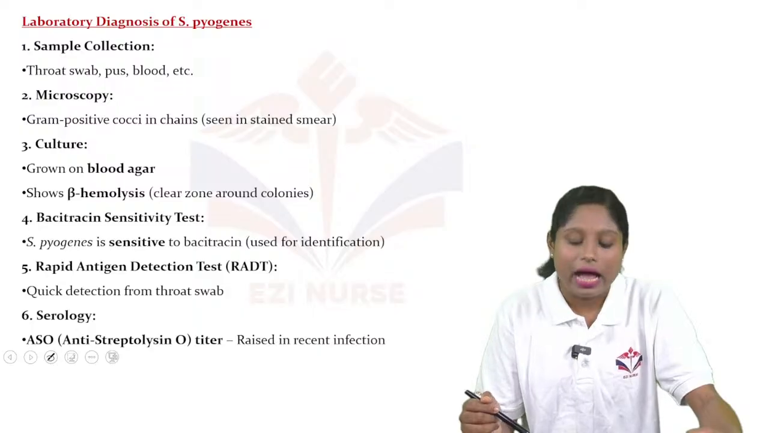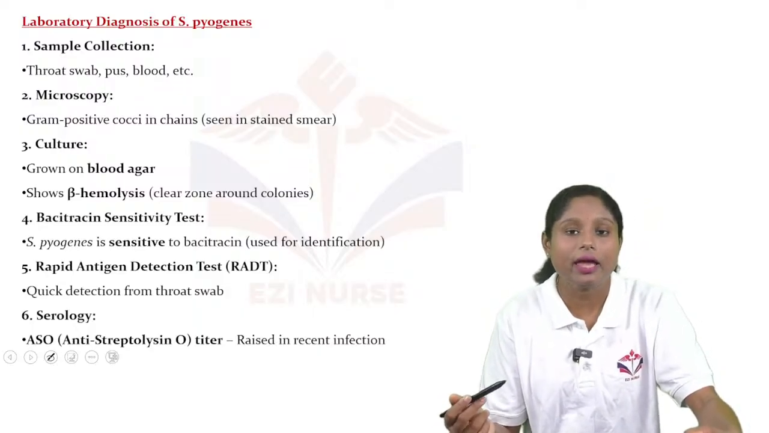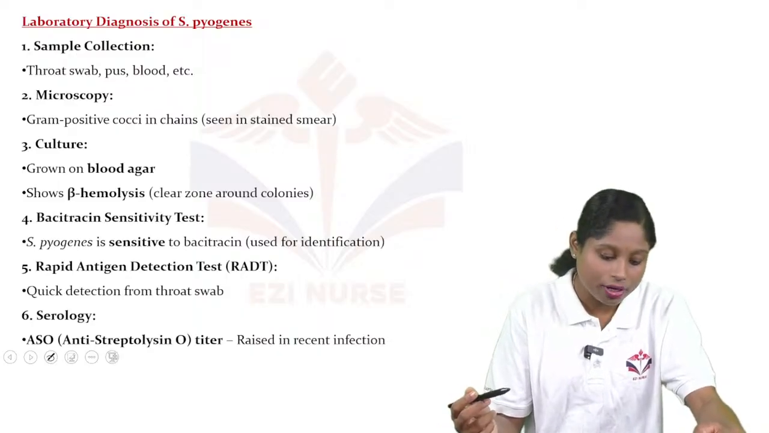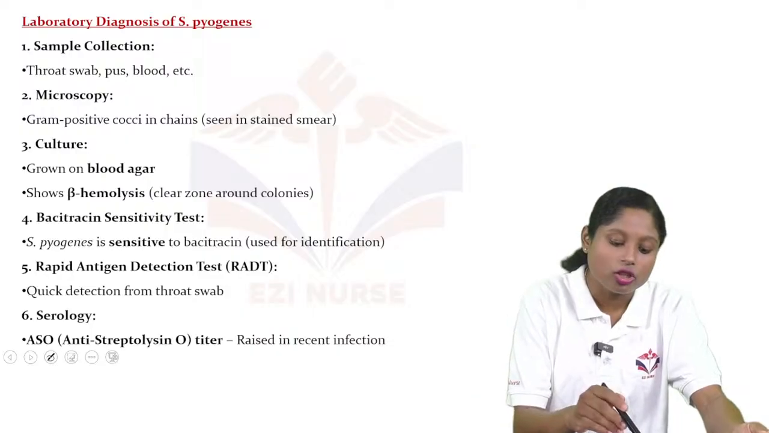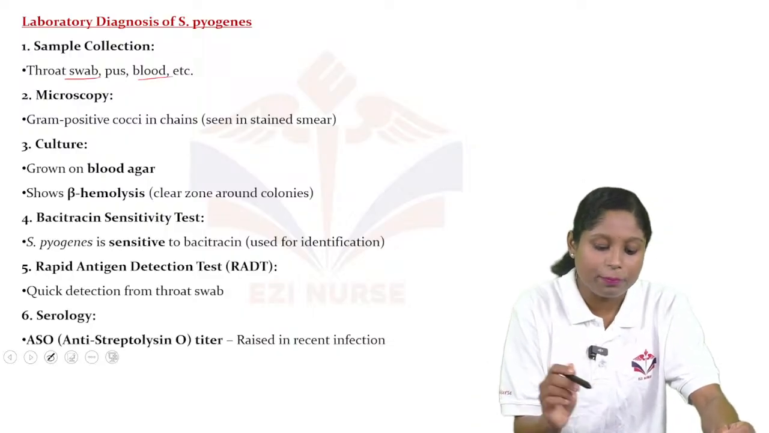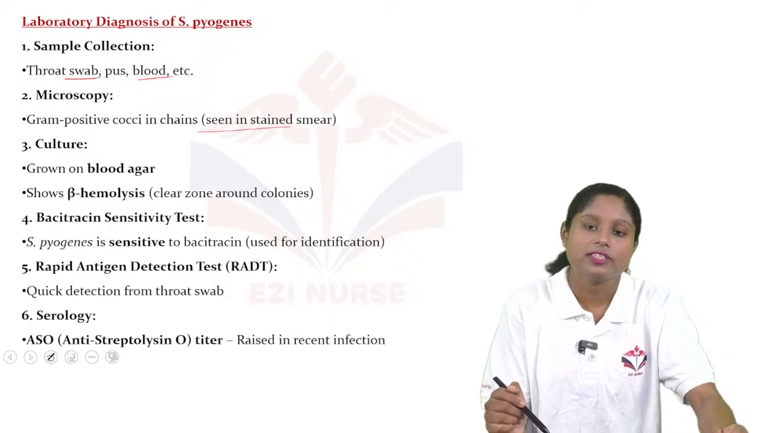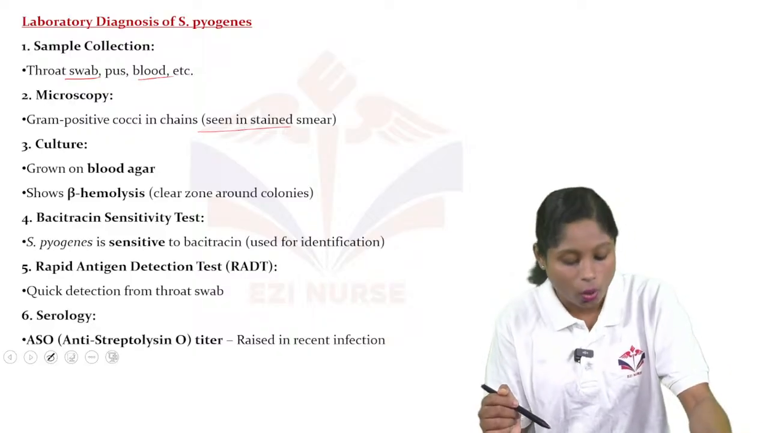Next we will discuss the laboratory diagnosis of Streptococcus pyogenes. How can we diagnose it through the laboratory? First is sample collection. The sample is collected from a throat swab, pus or blood. Then microscopy: gram-positive cocci in chains are seen in a stained smear.